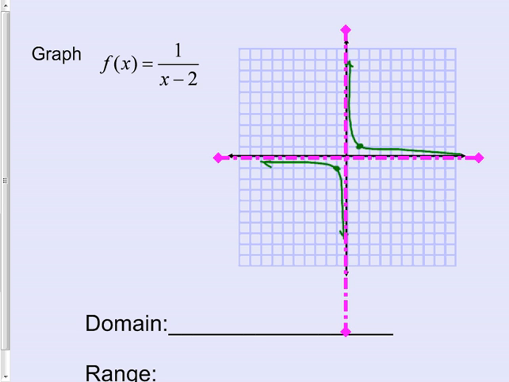I can make them neat because I have a smart board. But for you, just a dotted line running through there. Graphing the asymptotes on the function is a good idea. All right.